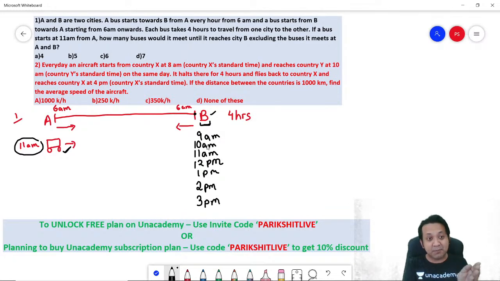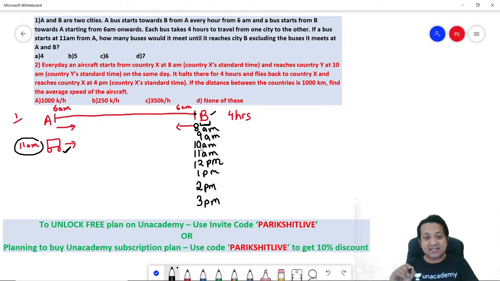The bus which starts from A at 11 a.m. Similarly, the bus which starts from B at 8 a.m. Correct? Why? Even 8 a.m. would reach A at 12 p.m. Right? So obviously on the way it would meet bus A. What about the bus at 7 a.m.?